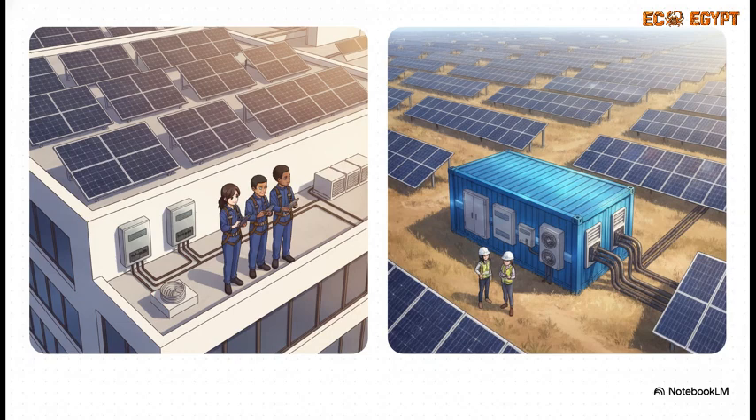On the flip side, you have central inverters. These are massive, shipping container-sized behemoths handling up to 9 megavolt amps. They need their own dedicated central rooms, but they give you a much lower cost per watt, making them the go-to for huge utility plants over 1 megawatt.